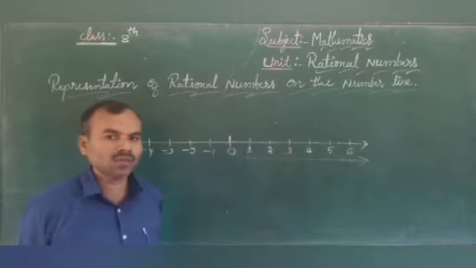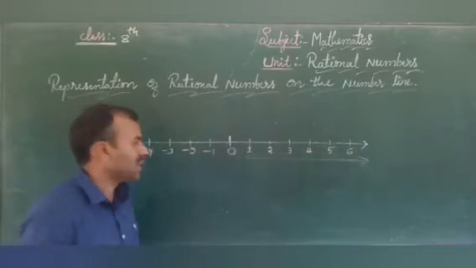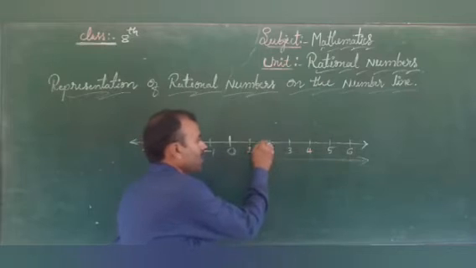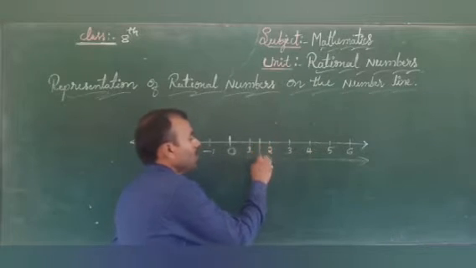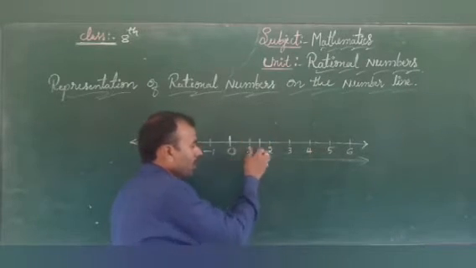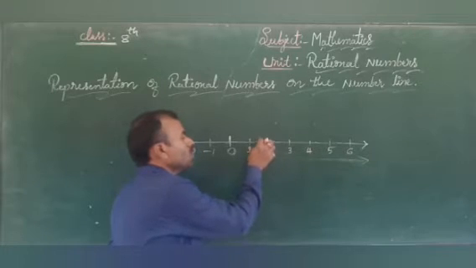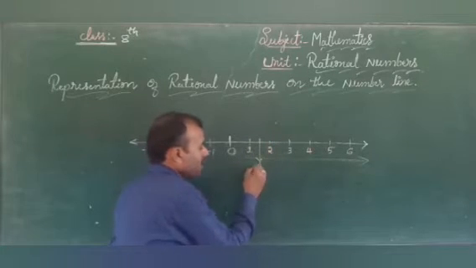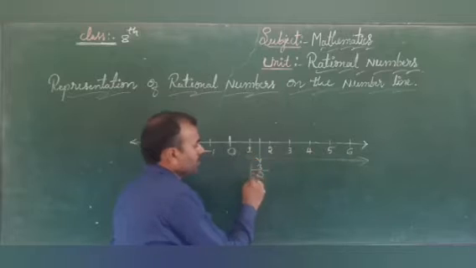Can you represent one rational number? Just take here, in between, in the middle of 1 and 2. There is 1 and 2, which means 1.5. I write it as 3 by 2.